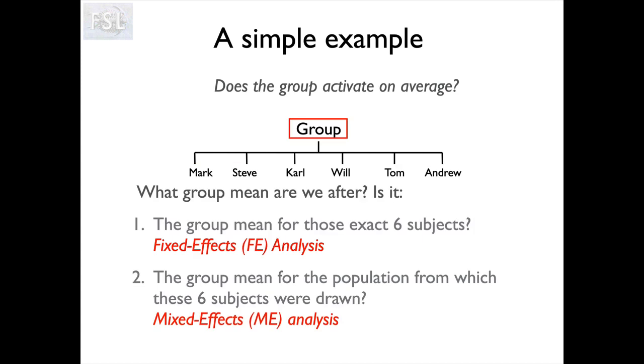And even at this point, in such a simple example, we've got two different options for what kind of questions we can ask about what's happening in this group. We can ask a fixed effects question, or we can ask a mixed effects question. And these are different in terms of what we are trying to infer. Are we trying to just talk about what's happening on average within this particular group of individuals? Or are we trying to say what would happen on average in the population if we actually extracted any group of individuals, not these 6 particular people?